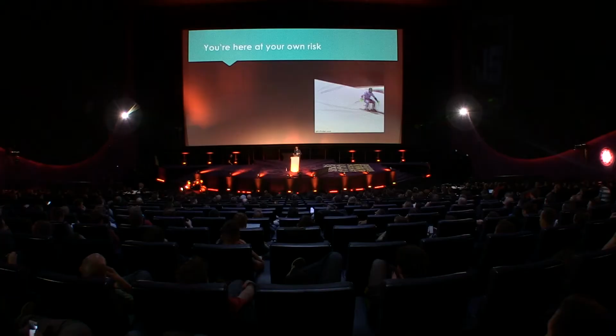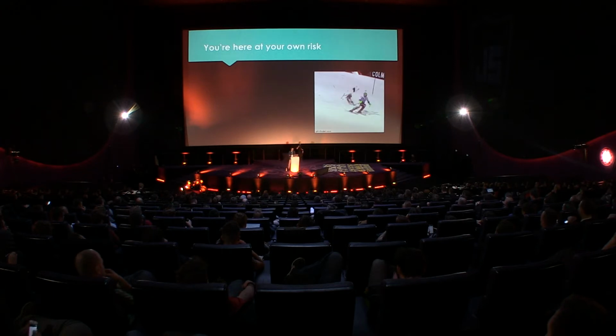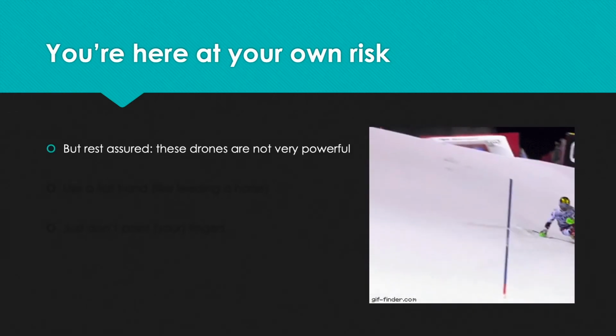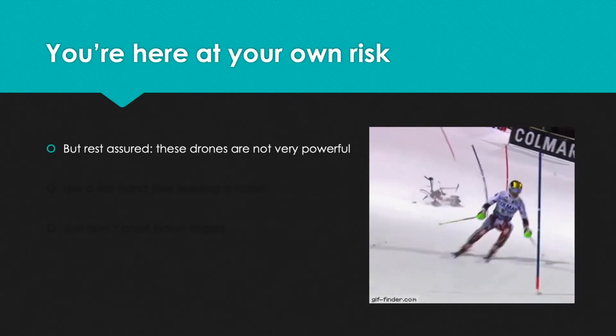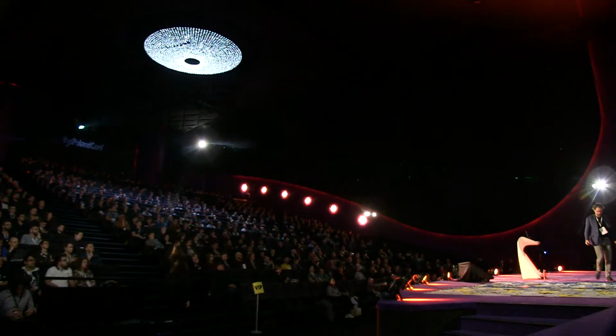You are here at your own risk, I have to say this. I think this was the Winter Olympics quite a while ago, and yes, that's a drone that just missed that guy by a meter. But rest assured, the drones that I'm using are not very powerful, and therefore they're not very dangerous, because they don't need a lot of power to stay in the air. But if they do approach you, there's a cage around them. I'll show one.